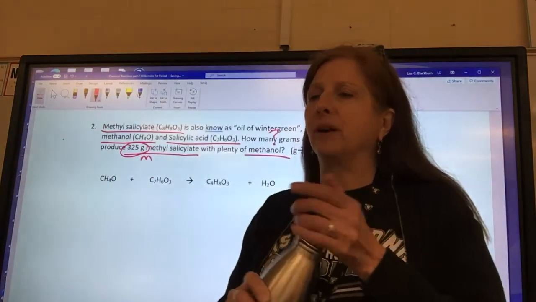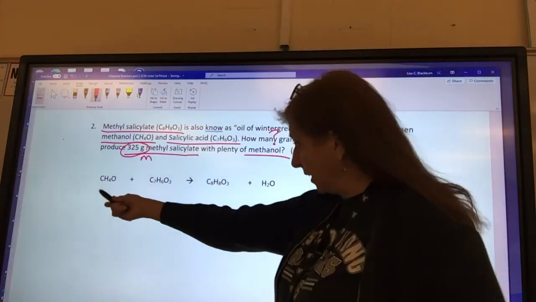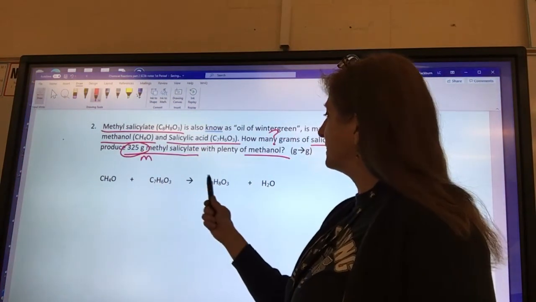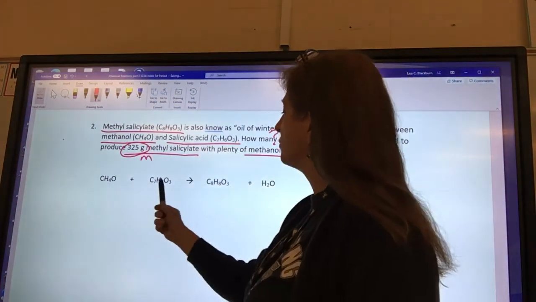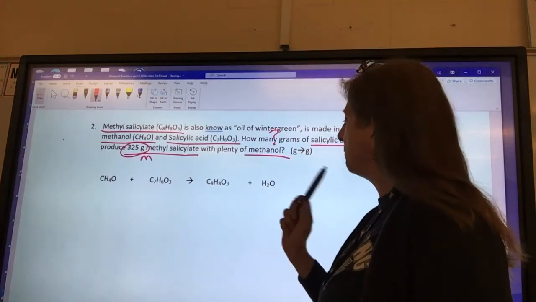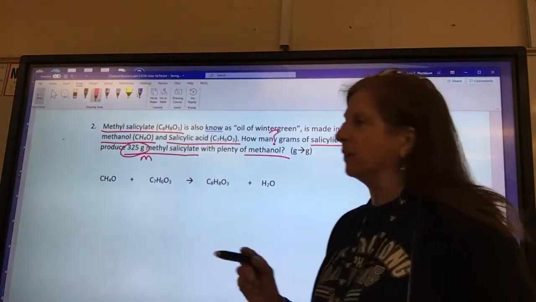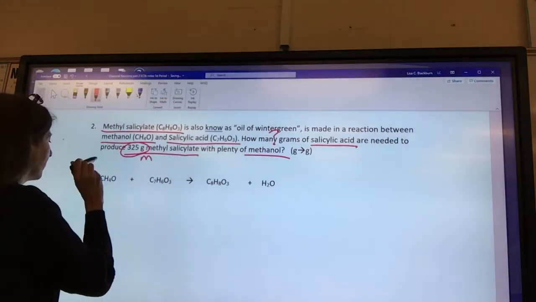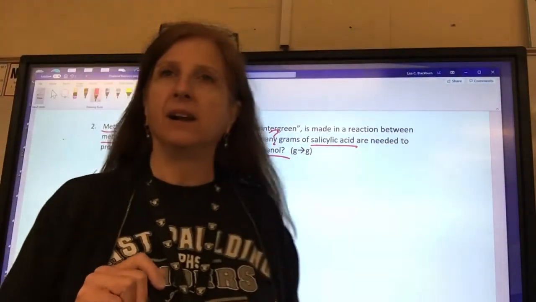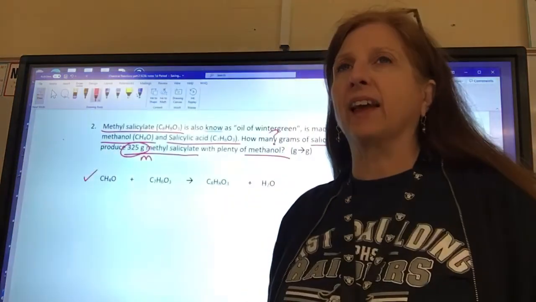Okay, that's step 1. What's step 2? Balance. We're going to check and see if the equation is balanced. 1 carbon, 7 carbons is 8, 8 carbons. 4 hydrogens plus 6 is 10, 8 plus 2 is 10. 1 plus 3 is 4, 3 plus 1 is 4. So I'm going to put a little check mark because it was already balanced. Okay, what's next?